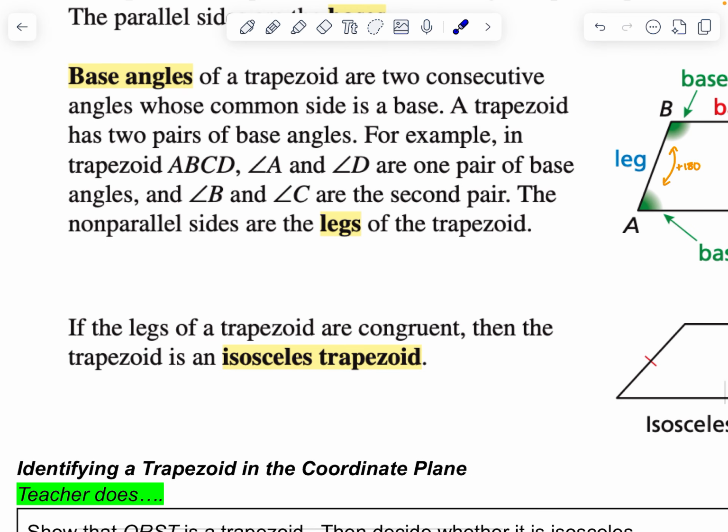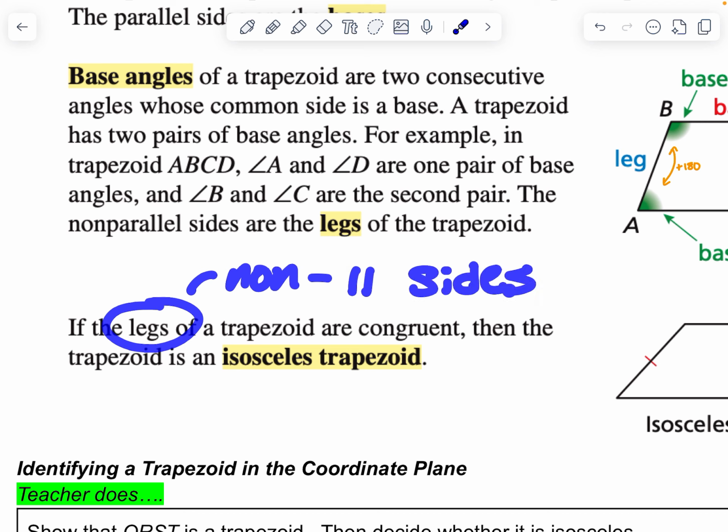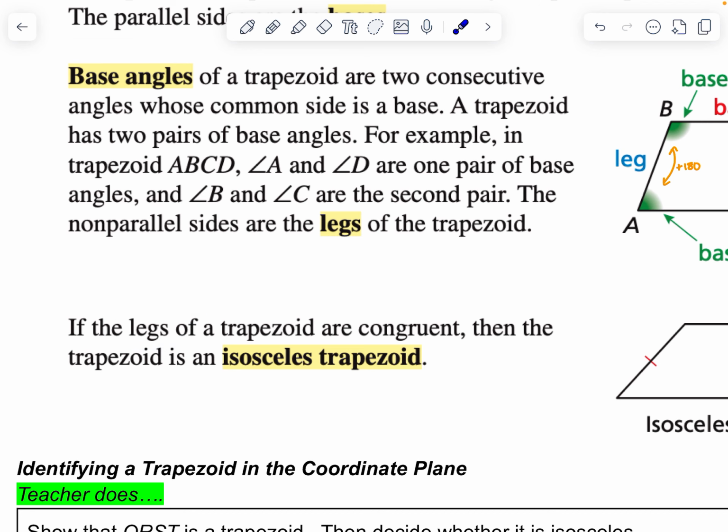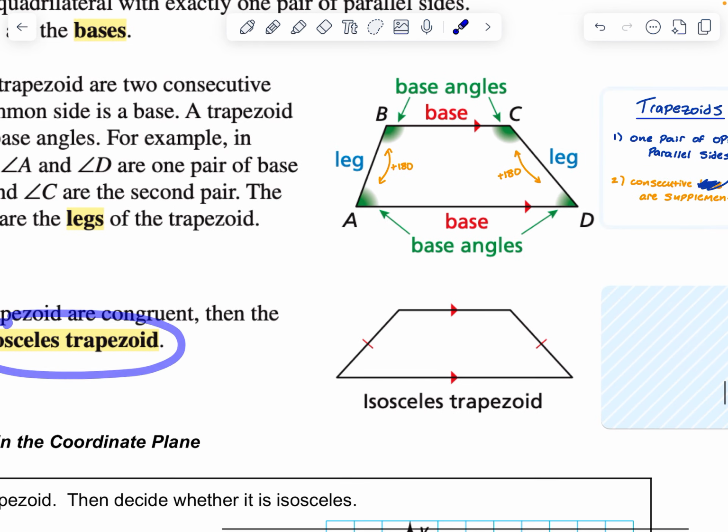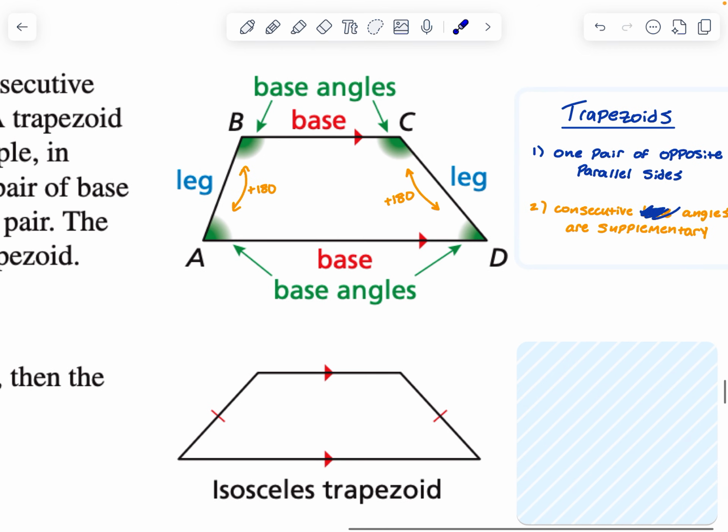If the legs, these are our non-parallel sides, if they are congruent, then we are looking at an isosceles trapezoid. So hopefully we see the difference here. AB, CD, those are clearly not the same length, but here they're marked as congruent. They are congruent.